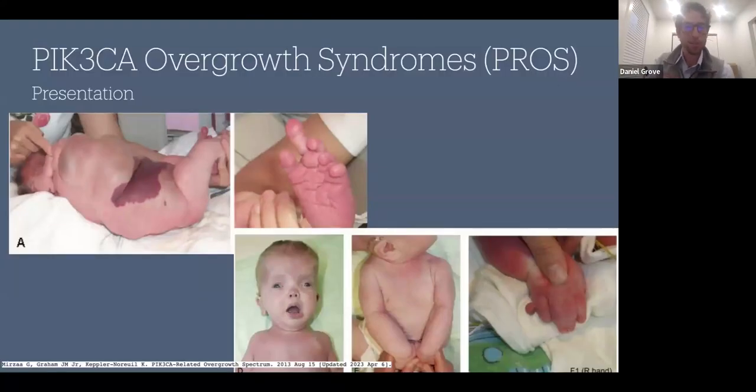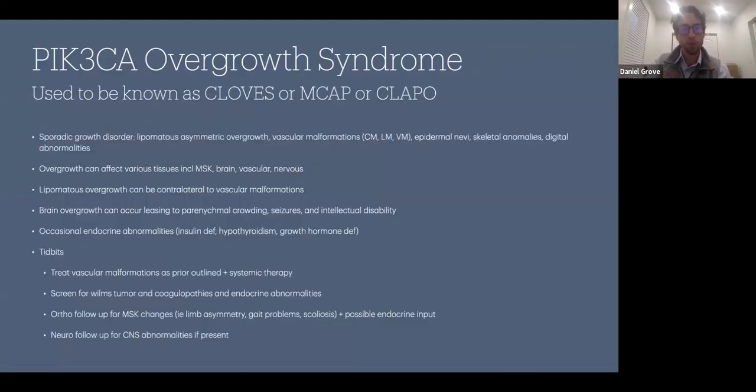So these are classic examples of a PIK3CA overgrowth patient. On the top left, you'll see large lipomatous overgrowth. You'll see deep venous malformation, superficial capillary malformation. On the foot, you'll see macroglossia or enlarged toes. Bottom right is another patient. This patient happens to have a large capillary malformation on the upper arm, lower arm, and upper chest, as well as macrocephaly, as well as syndactyly. These are all possible presentations of PIK3CA overgrowth.